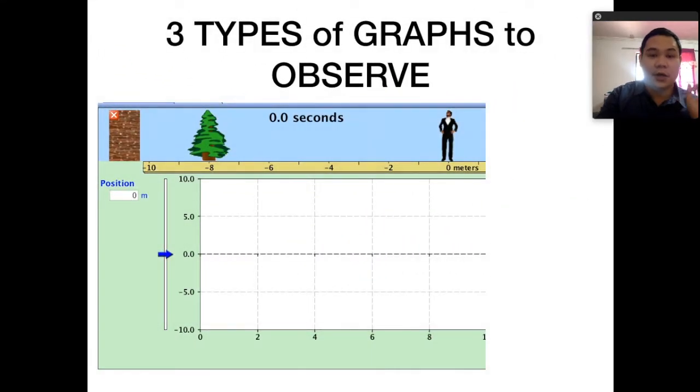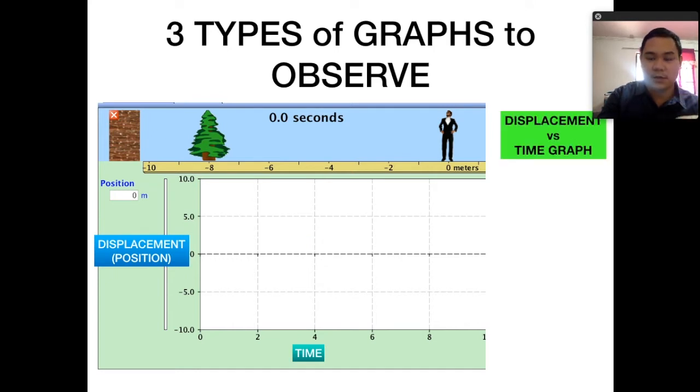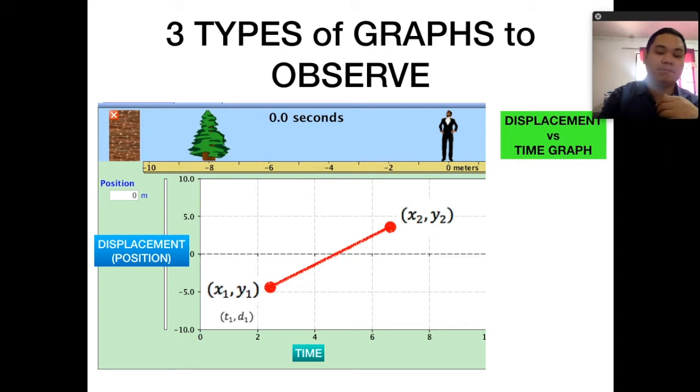Now, there are 3 types of graphs that we have to observe. We have first a displacement or position versus time graph. If we look at this displacement versus time graph, we could have a line or a slope out of it. Now, in math, the first point we have is x sub 1 and y sub 1, the first ordered pair, and x sub 2 and y sub 2 as our second ordered pair.